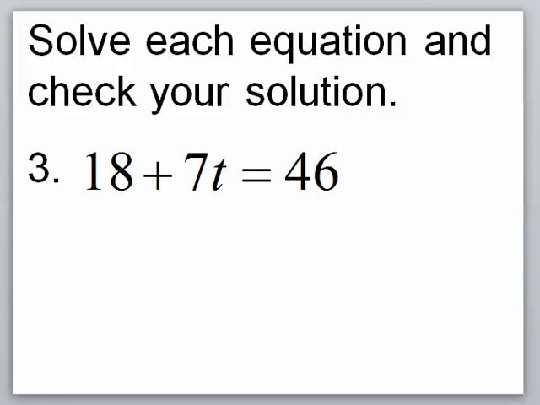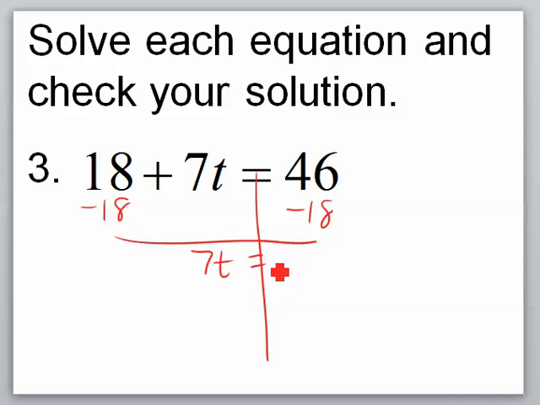On my next problem, I have to solve and get t by itself. The way I would do that is by getting rid of the 18 first. The way you get rid of a positive 18 is by putting a negative 18 on both sides. This gives me 7t. I would think subtraction here, which gives me a 28. And then I'll get rid of the times 7 by dividing by 7 on both sides. And I get t is 4. Again, you can always plug in your 4 for your t value to check your answer.